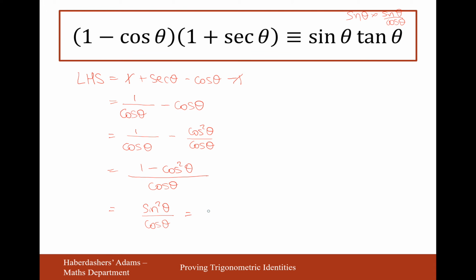So now this is equal to sine squared theta over cos theta, and we know where we're going from here because we've got sine theta on the top right. We kind of did a little bit of advanced work on the other side beforehand. Sine theta times sine theta over cos theta is equal to sine theta times tan theta, which is exactly what we have on the right hand side. Lovely jubbly. Okay, let's move on to the next one.